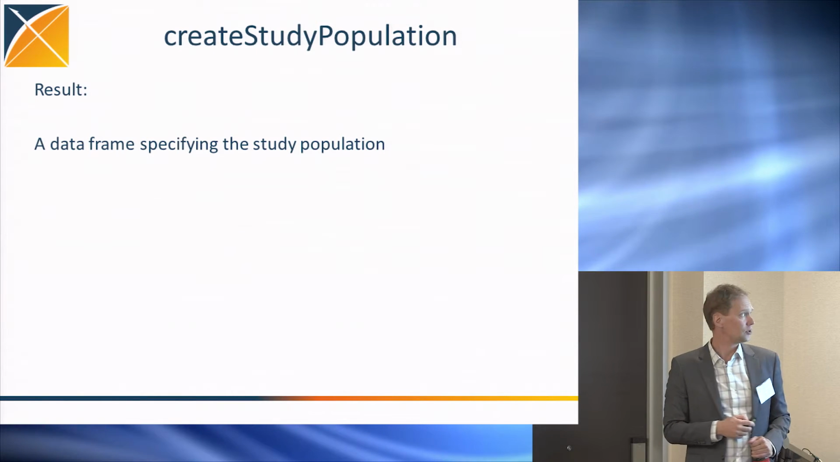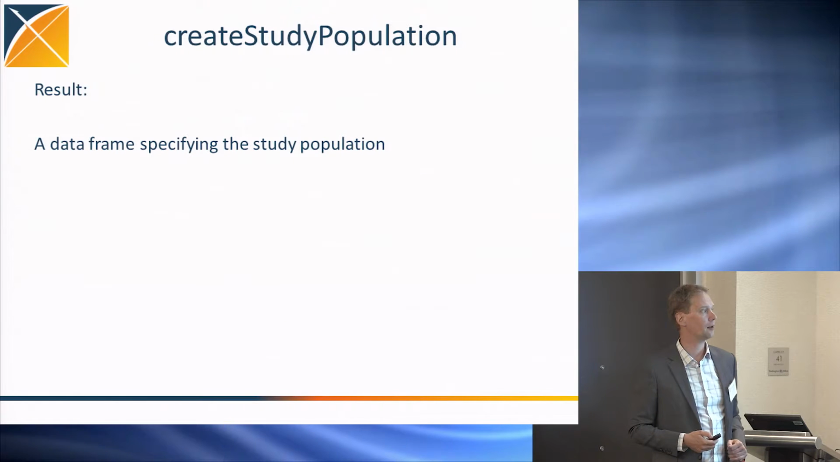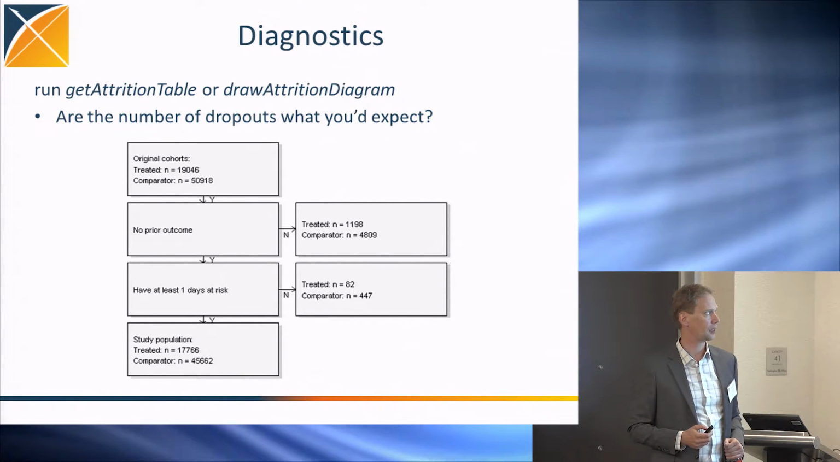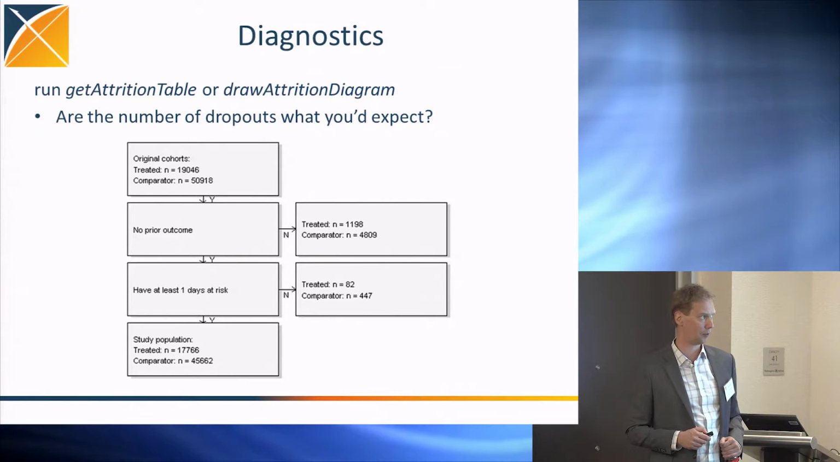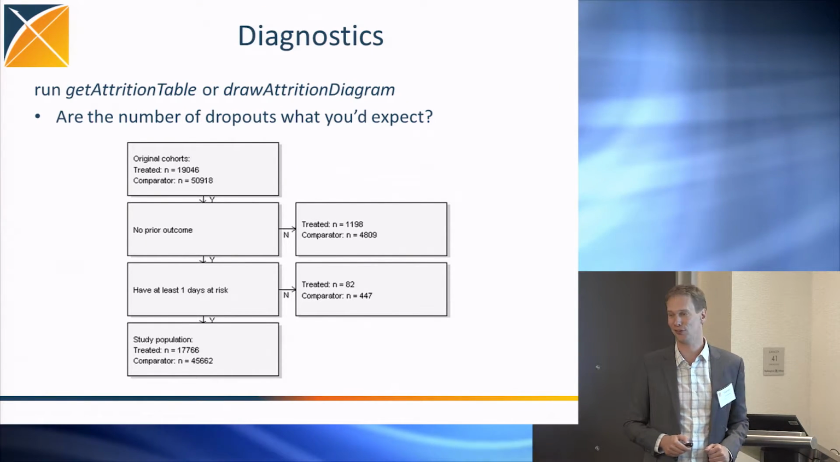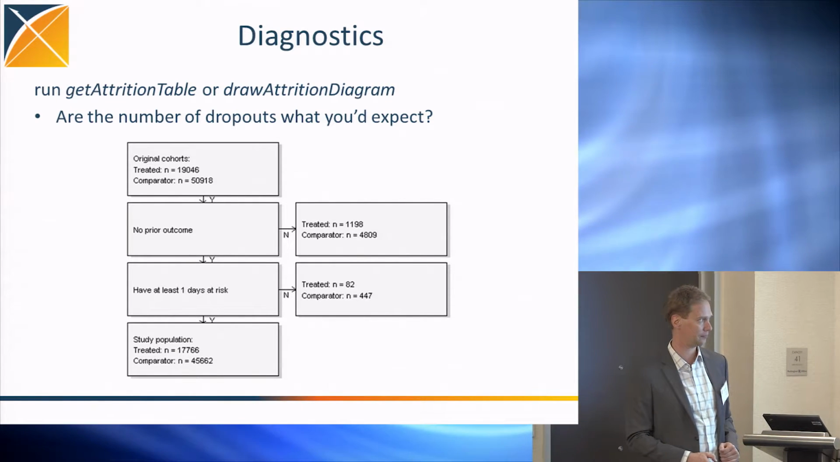So the result of that function is just a data frame, so you can use any R function that you like on that object. But there's one function you may find useful. It's called the getAttritionTable function, or else the drawAttritionDiagram function, and if you call that, it will give you the attrition diagram.